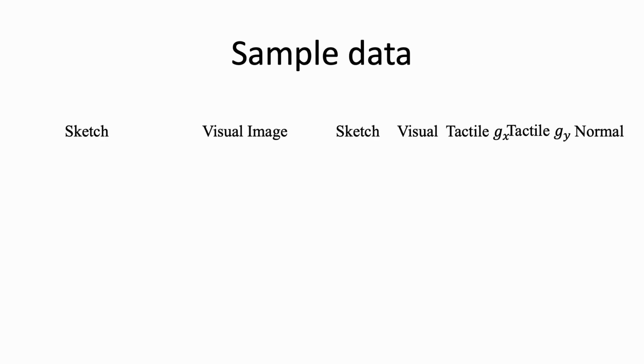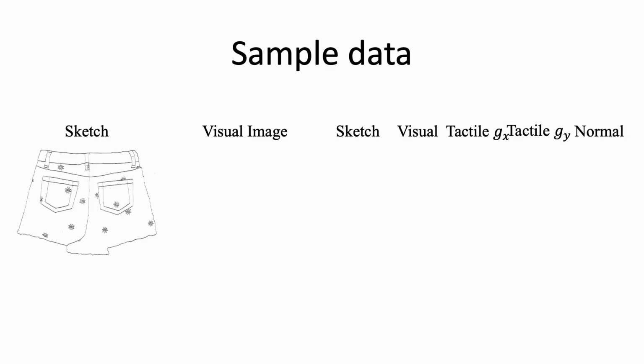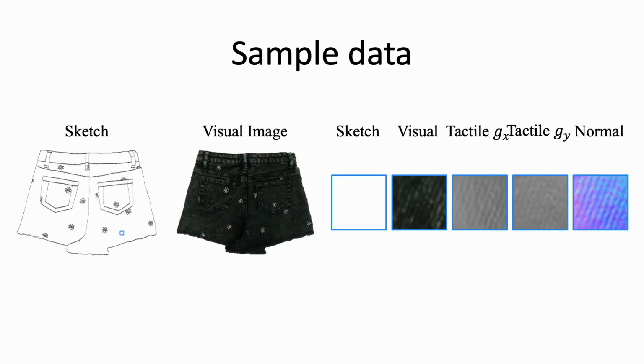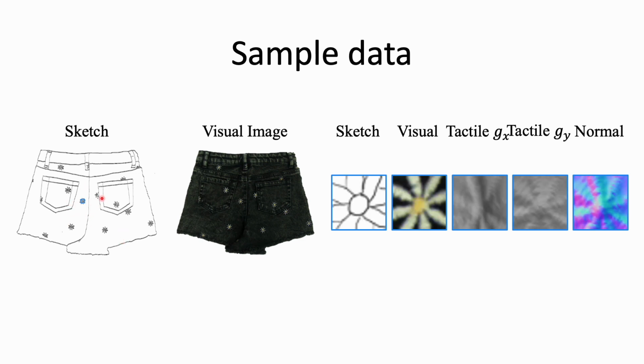Here are examples of our collected data. For each object, we have one full sketch, one full visual image, and about 200 tactile patches covering about 1/6 of the total area. The bounding box of the patch is shown in blue in the sketch. Given the coordinates from the marker tracking, we crop the sketch and the visual image accordingly to show the correspondence.